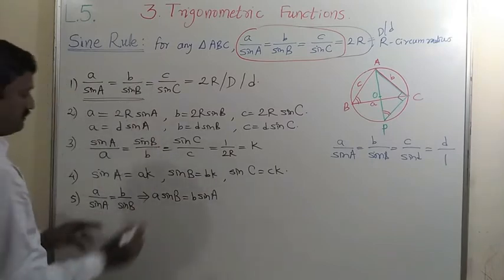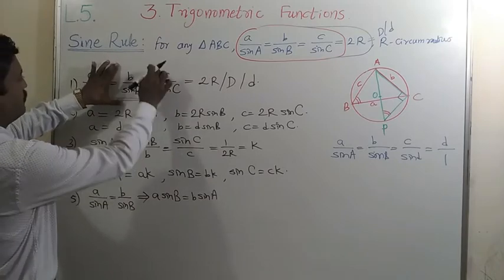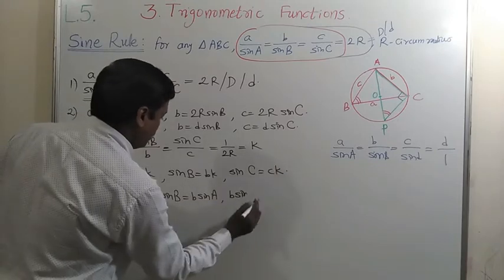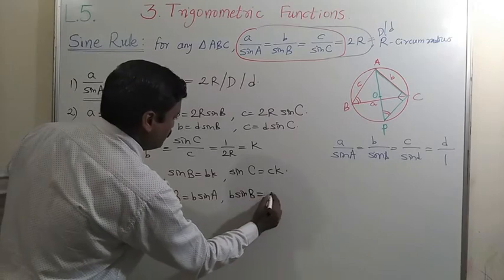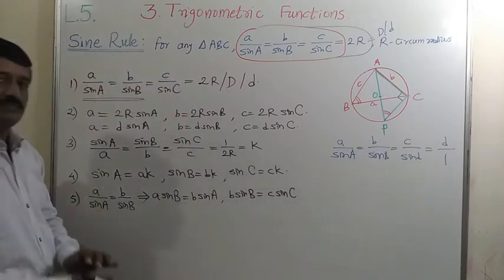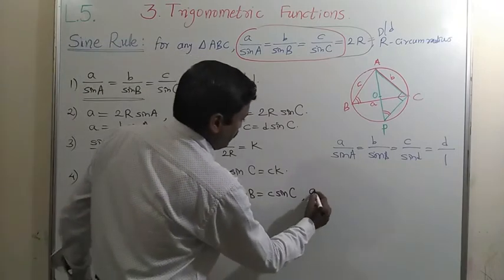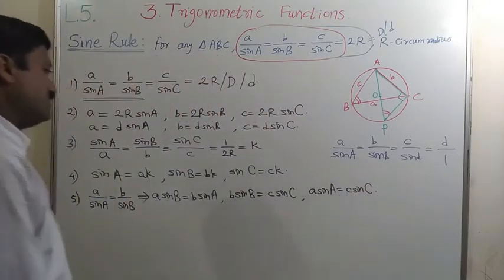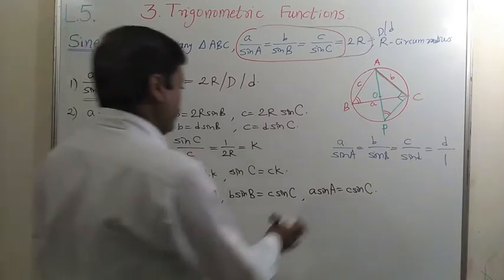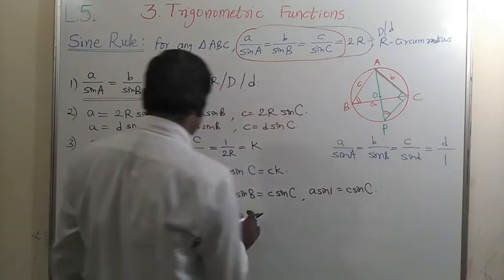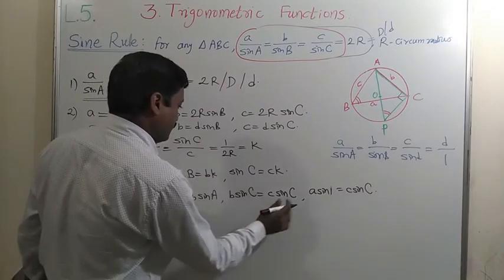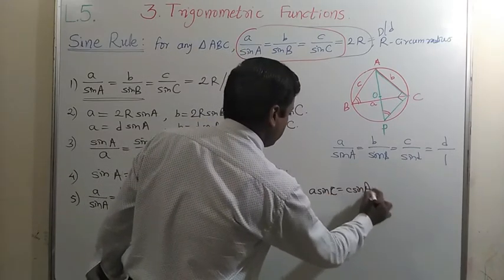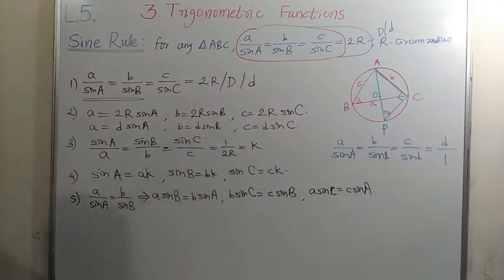Similarly, if you take B and C, then we get b sin C is equal to c sin B. Sorry, b sin C is equal to c sin B. Also you can write this result for A and C, that is a sin C equal to c sin A. So here also b sin C equal to c sin B, and a sin C is equal to c sin A. Okay, this is our fifth result.